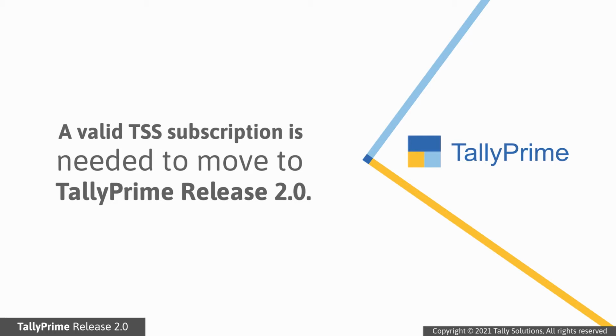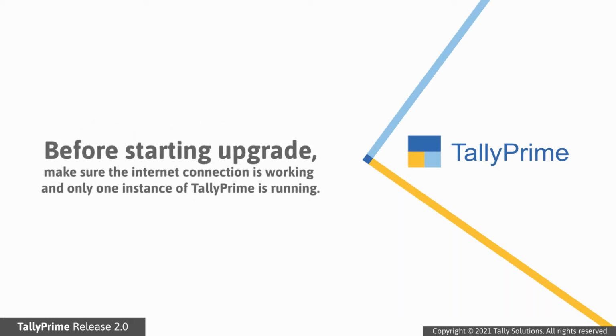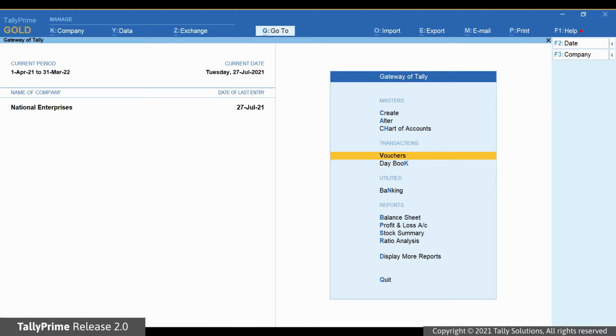You need to have a valid TSS subscription to move to Tally Prime Release 2.0 from earlier releases. Before you start the process, ensure that the internet connection is working and only one instance of Tally Prime is running. In Tally Prime, click F1 Help or press F1.